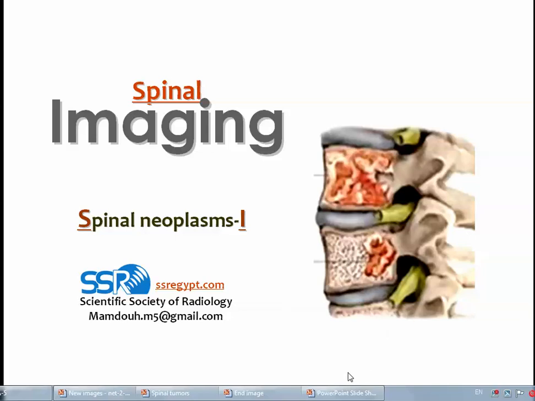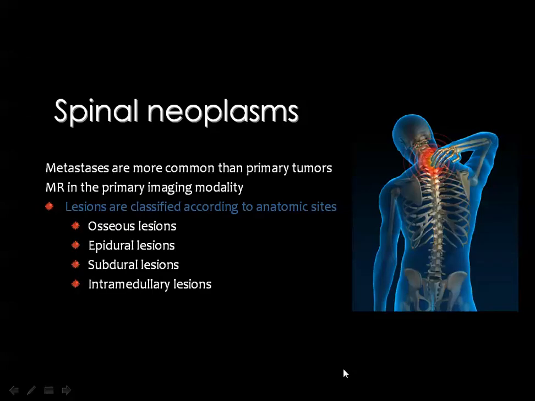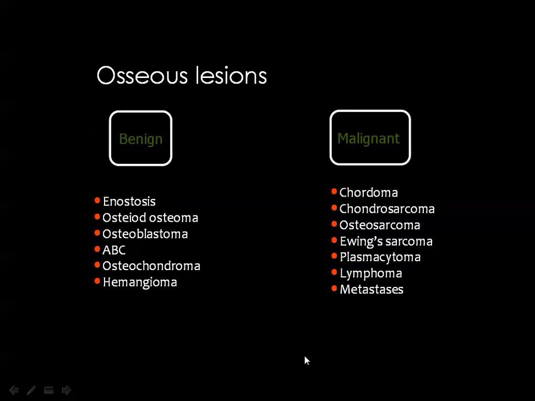So I will discuss the spinal neoplasms considering these four items. Number one, the tumors arising from the vertebral column, then tumors inside the spinal canal, in the epidural space, in the subdural space, as well as inside the substance of the cord. In the first part of this lecture, I will handle the first two issues, osseous pathology and epidural lesions.